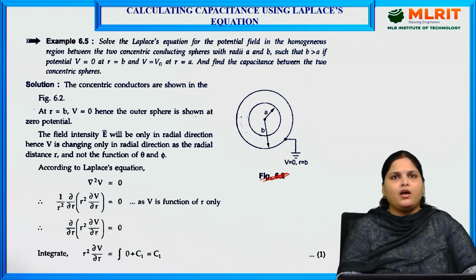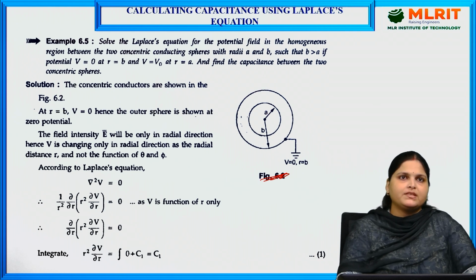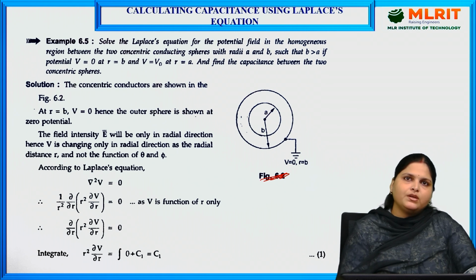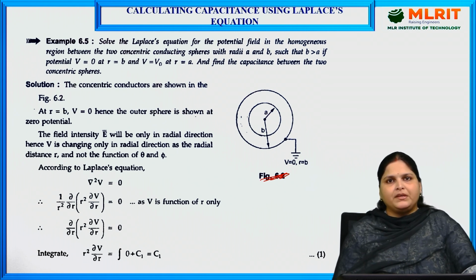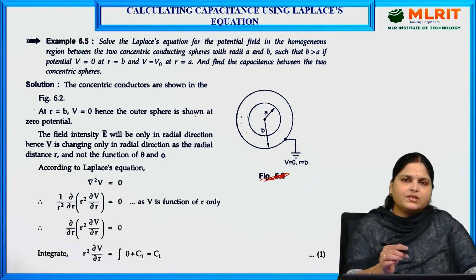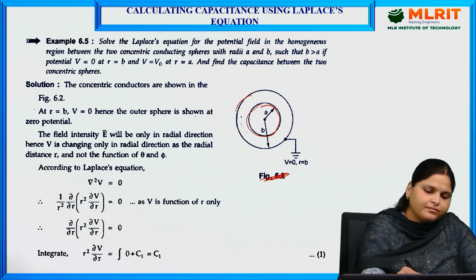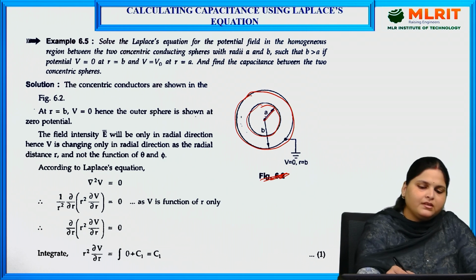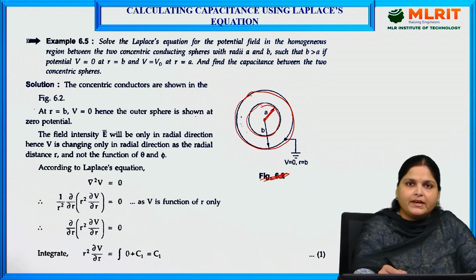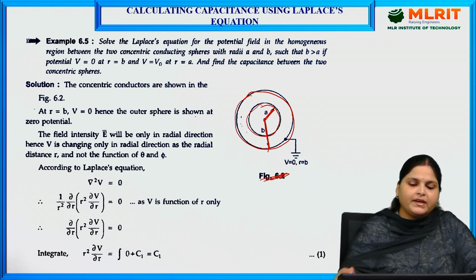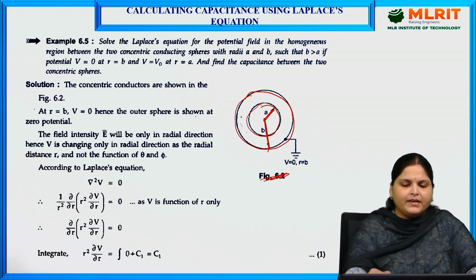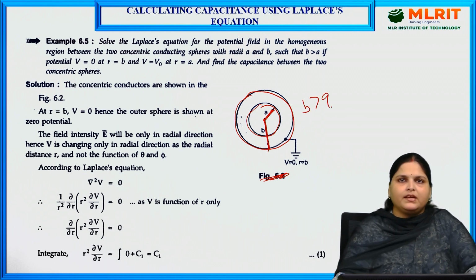we have to solve Laplace equation for a potential field in a homogeneous region between two concentric conducting spheres with the radius A and B. In this question, you can see two concentric spheres are given. Their radii are: the inner sphere radius is A and the outer sphere radius is B. And here it is clear that B is greater than A.